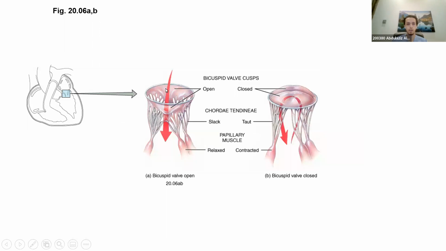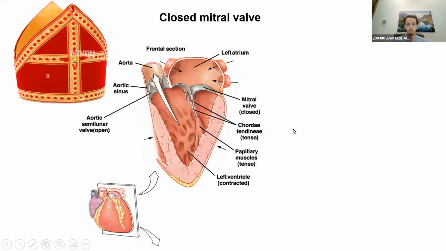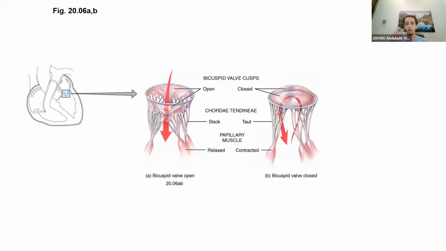So you can see right here in the picture, the cusps are away from the valve as the blood is entering into the ventricles. You can see the chordae tendineae are slack and the papillary muscles are relaxed. And once the ventricles start to pump blood into the pulmonary trunk or the aorta, the papillary muscles will be contracted to prevent the eversion of the AV valves. Does everyone understand this concept?